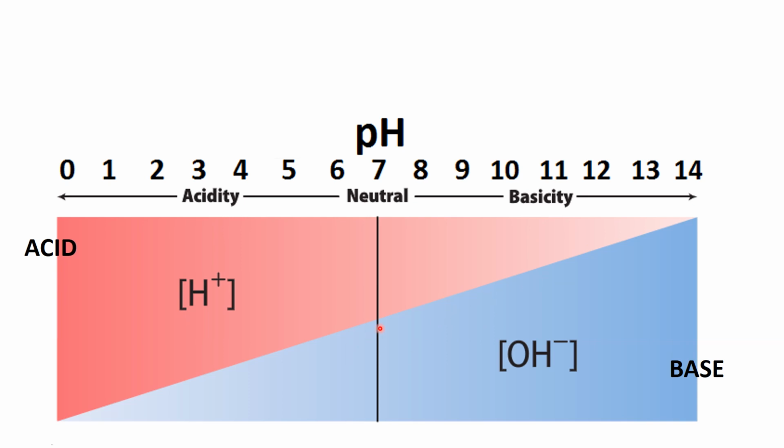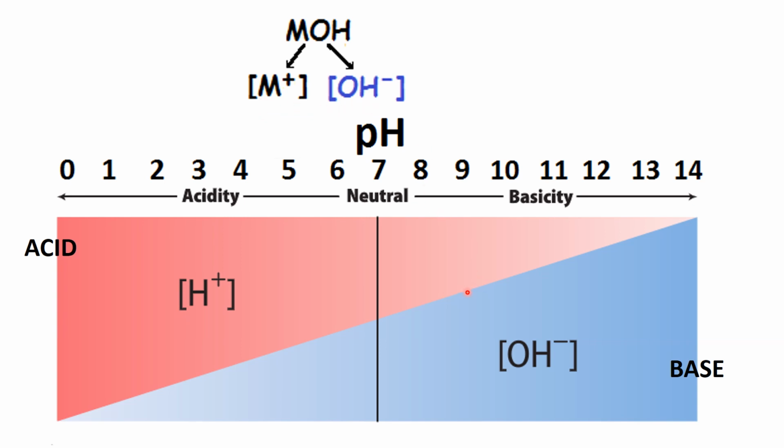Now, on the other side of the line of neutrality here, we have basicity, how basic a solution is. And that goes from 7 up through 14. As we move to the right, we're adding more and more OH, and we have less and less H. The OH comes from a base. This is a generic base. It's a metal hydroxide, like sodium hydroxide. Sodium is the metal, and the hydroxide here is what makes a solution basic. It dissociates into a metal and the OH.